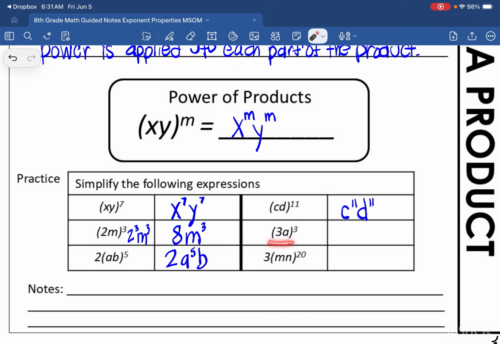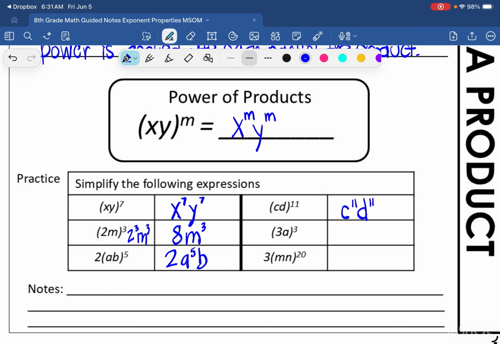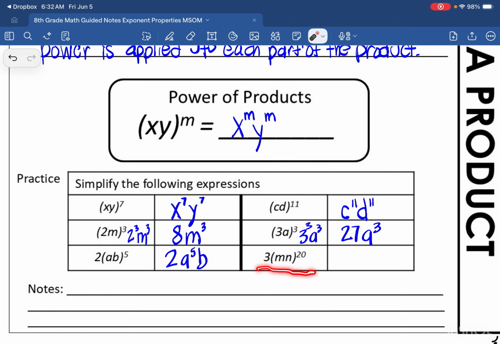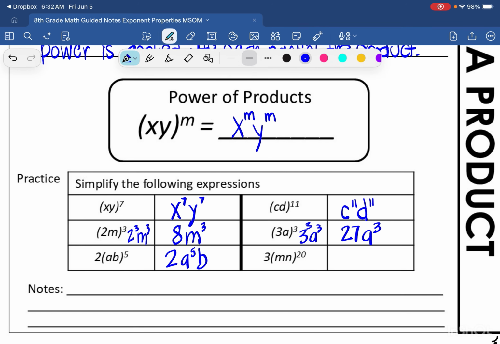3 times a cubed. So in this one, the power 3 is being applied to the 3 inside the parentheses. So it's 3 cubed and then a cubed. 3 cubed is 27 times a cubed. 3 times mn to the 20th. Again, the 20th is not being applied to the 3, so that just says 3. M to the 20th, n to the 20th.